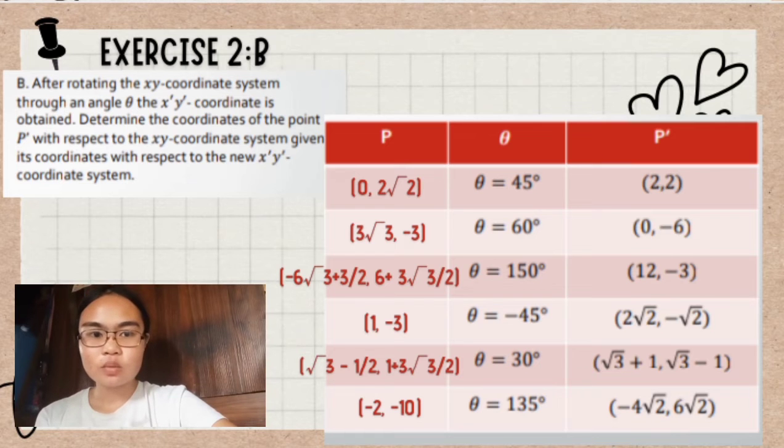The P is 1 and negative 3. Number 5, the P dash is square root of 3 plus 1 and square root of 3 minus 1. The theta is 30 degrees. So our P is square root of 3 minus 1 over 2 and 1 plus 3 square root of 3 over 2. And lastly, the P dash is negative 4 square root of 2 and 6 square root of 2, and the given theta is 135 degrees. So our P is negative 2 and negative 10.